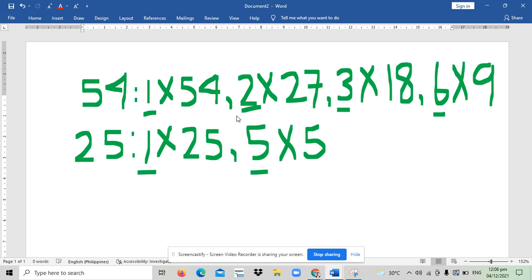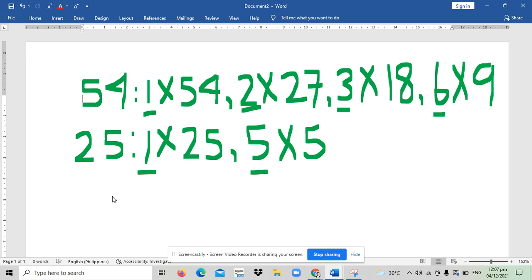Another pair is 2 times 27. It could also be divided by 3, so we can have 3 times 18. And then proceed to 4, but 4 is not a factor. 5 also is not. 6 is a factor, so we have 6 times 9. And there are no more factors of 54. These are all the factors.